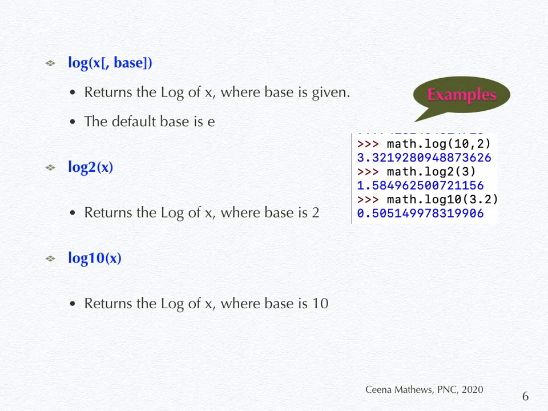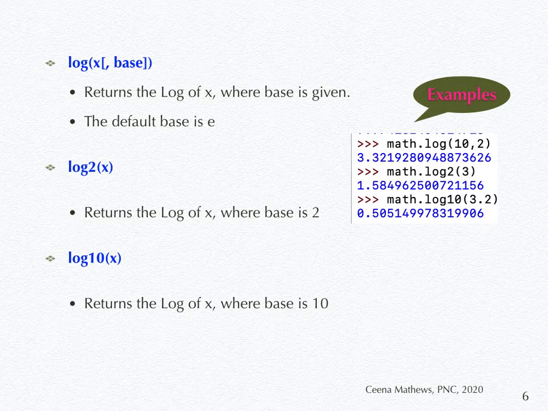Next is the log function. Log can be used in three ways. One is log x comma base. Here you can use any base, and it returns the log of x where the base is given. The default base is e. Example is done here, math.log of 10 comma 2, where the base used is 2.